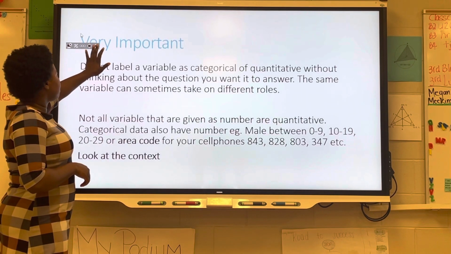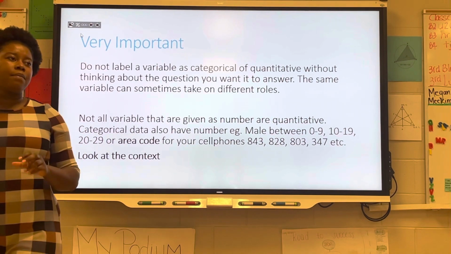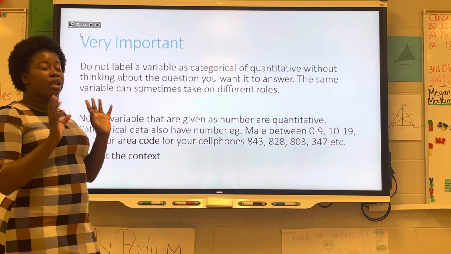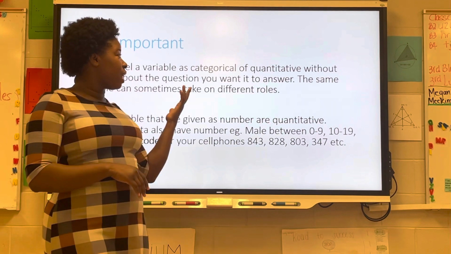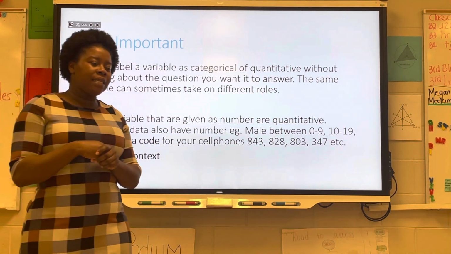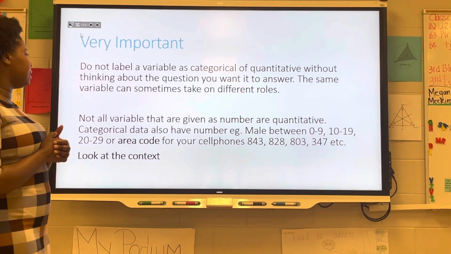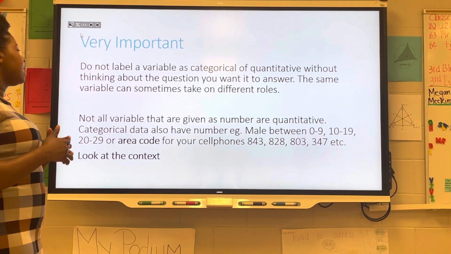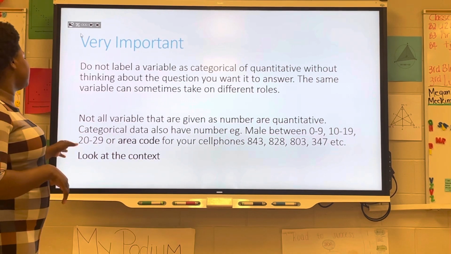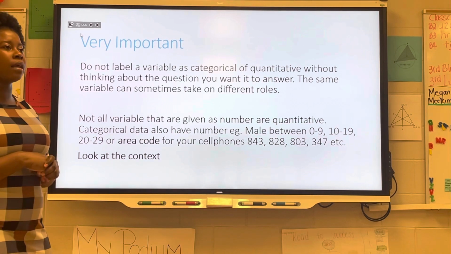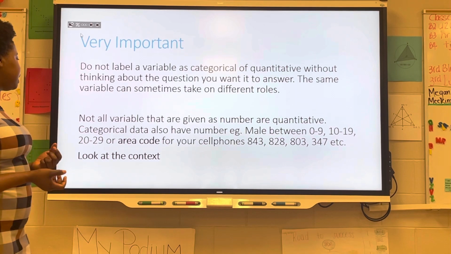All right, so very important: when a variable is labeled, we do not label variables as categorical or quantitative unless we check the context. Depending on the question you're trying to answer, that is when you determine, is this variable quantitative or is it categorical? All right, so here I have an example that says, note, all variables that are numbers or numerical in form are not always quantitative.